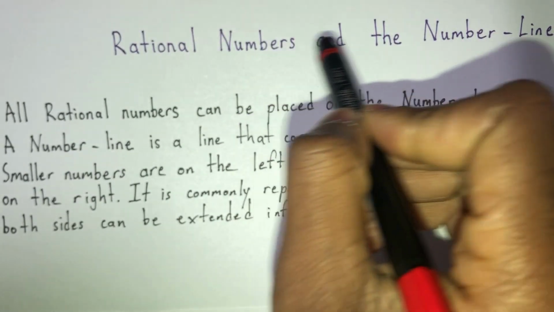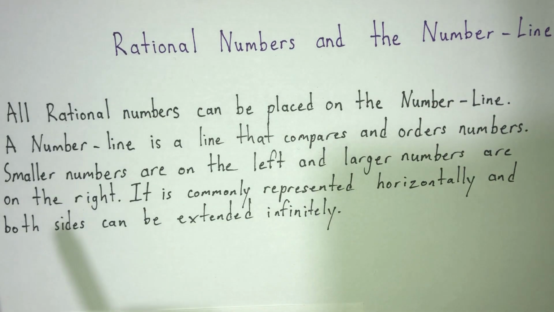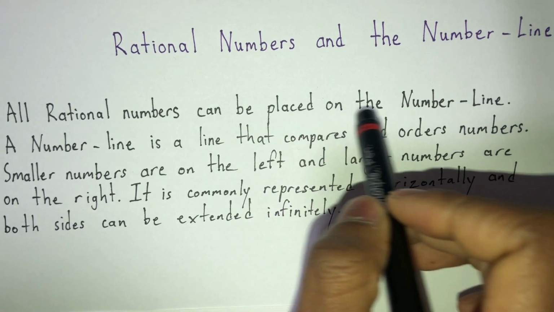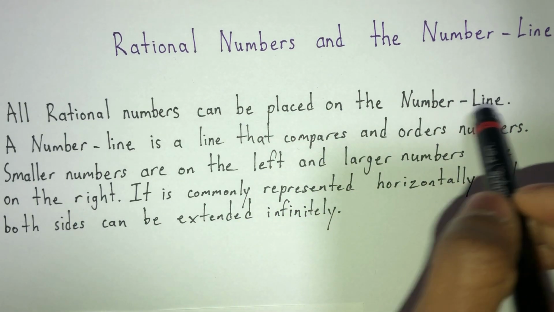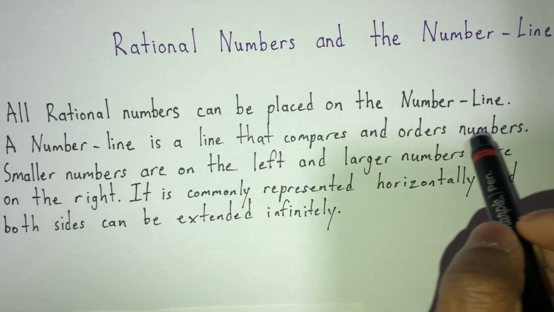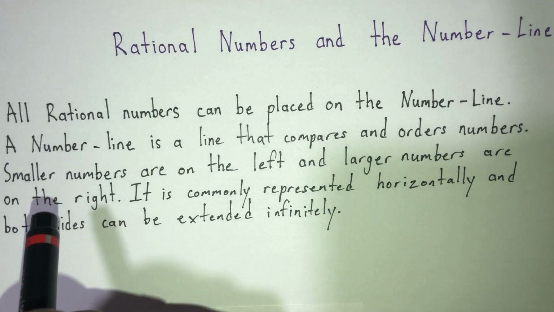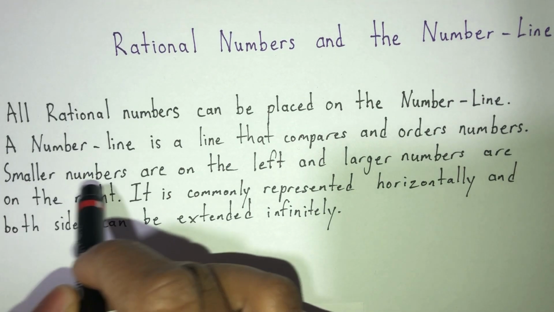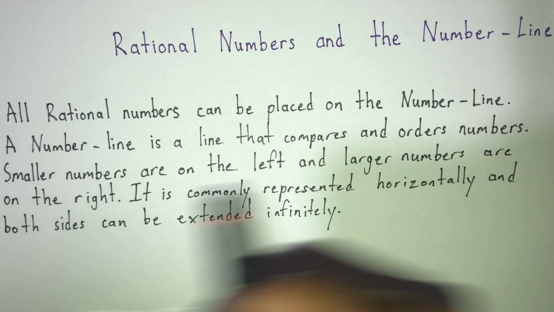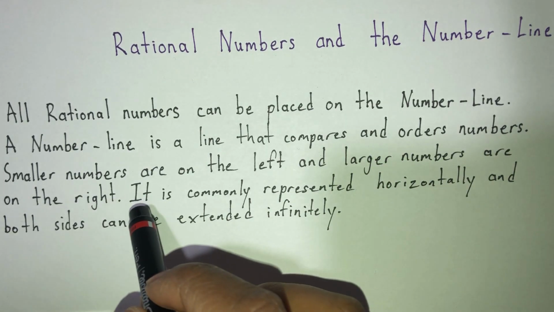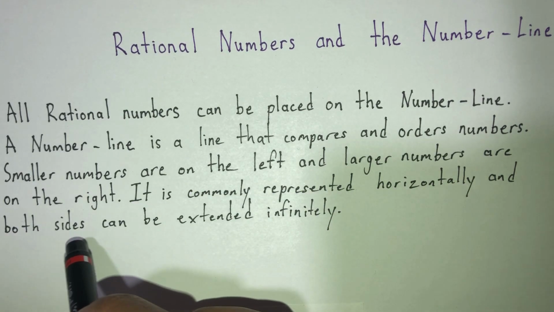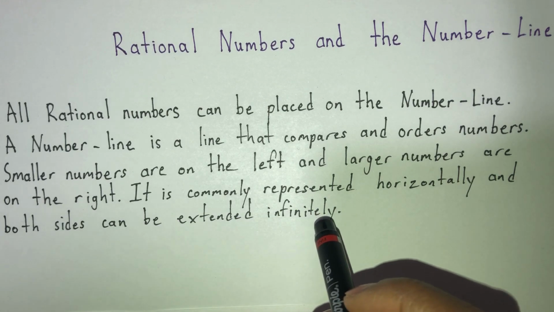Rational numbers and the number line. All rational numbers can be placed on the number line. A number line is a line that compares and orders numbers. Smaller numbers are on the left and larger numbers are on the right. It is commonly represented horizontally and both sides can be extended infinitely.